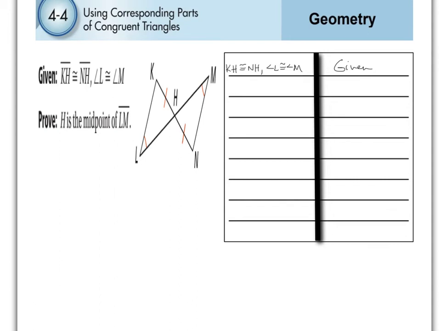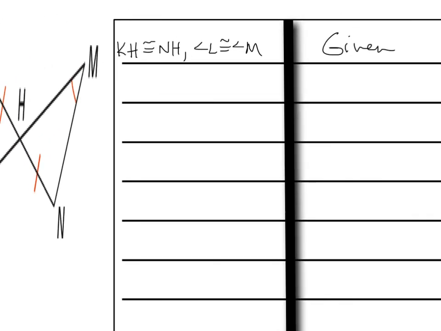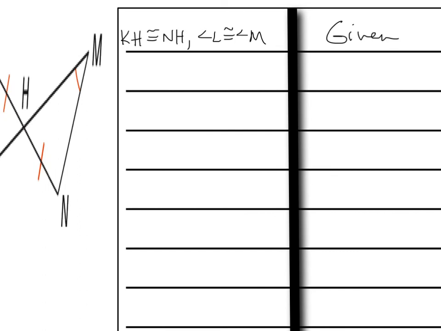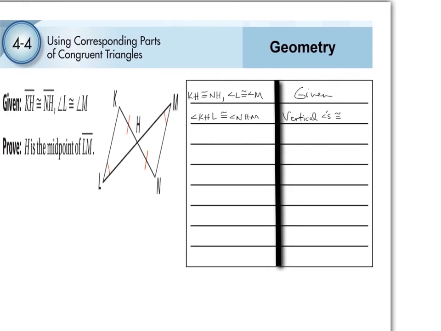So my first step here is going to be to put in that angle KHL is congruent to angle NHM, and that's by the vertical angles theorem, or vertical angles are congruent. Okay, now again, once you do that step, go ahead and mark your angles here. I'm going to mark it with 2 spots there, since I already have one.